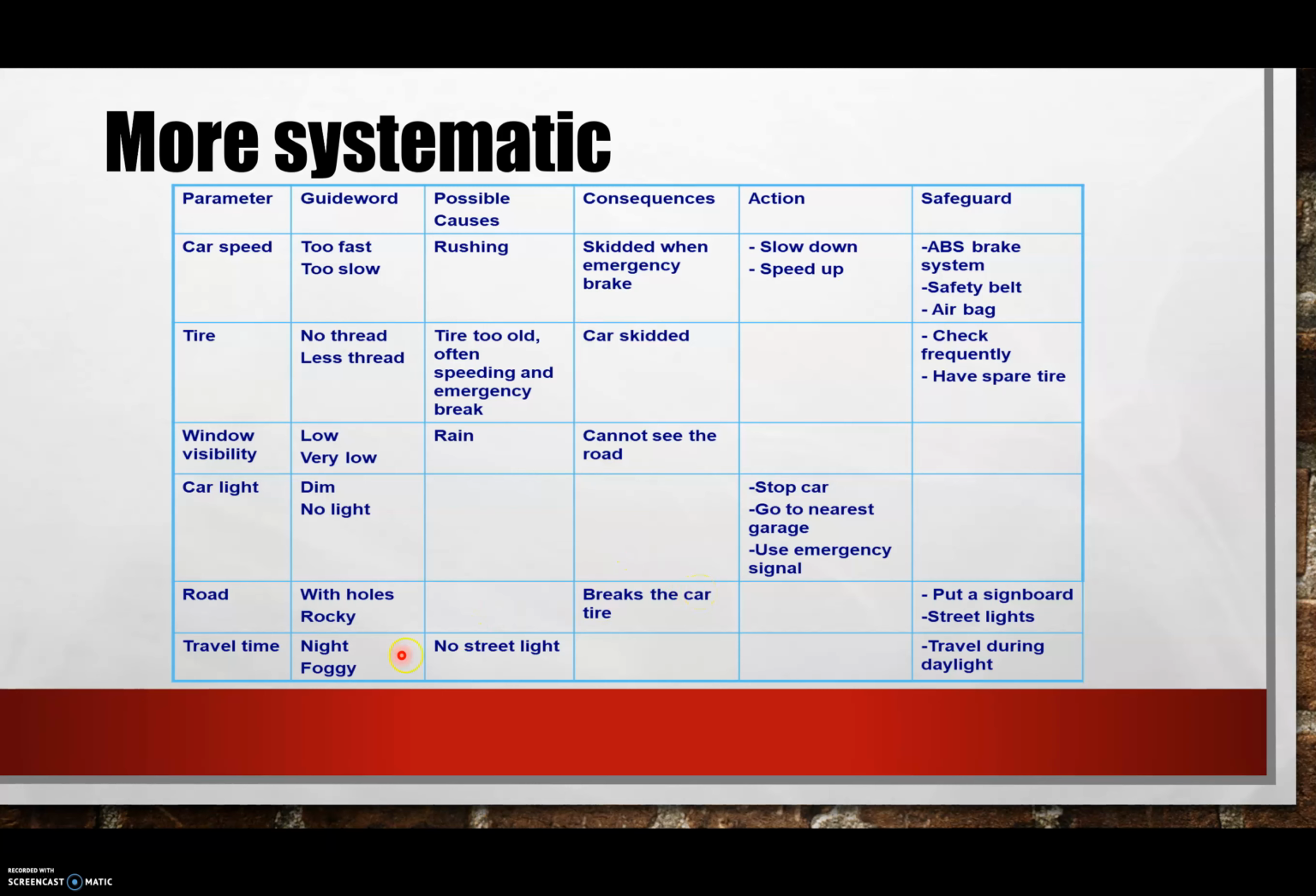As you can see, maybe for the car light there are no possible causes listed. No, there must be some possible causes for this incident.